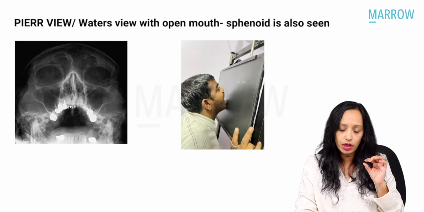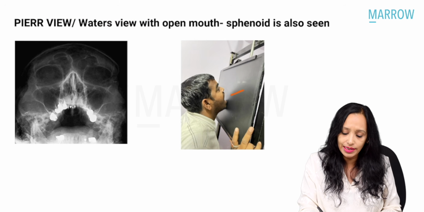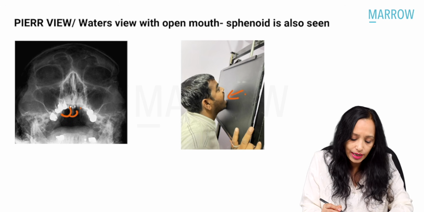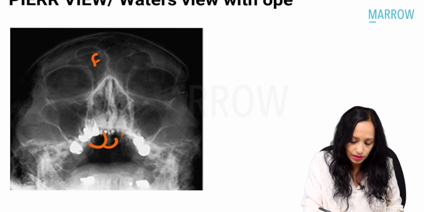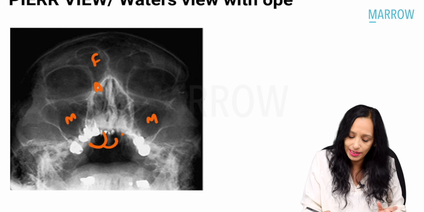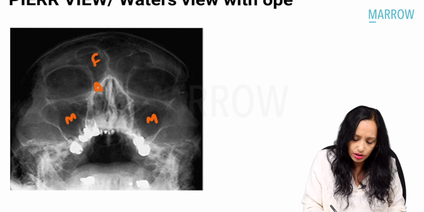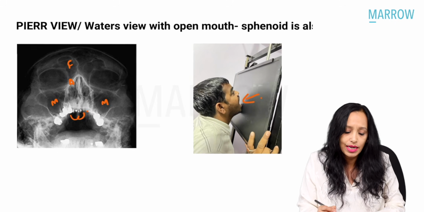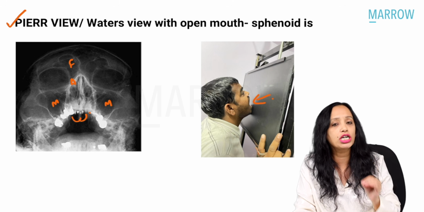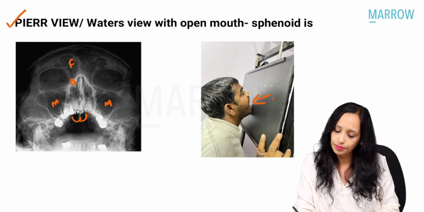Whereas if you do Waters view with open mouth as here, then you are also able to see the sphenoid sinuses. So again, let us see what sinuses. We have the frontal, the anterior ethmoid, we have the maxillary, that is the best seen here, and here we have the sphenoid sinuses also. And this is what is known as Pear's view. If Pear's view is not in the choice, you can mark it as Waters view with open mouth.